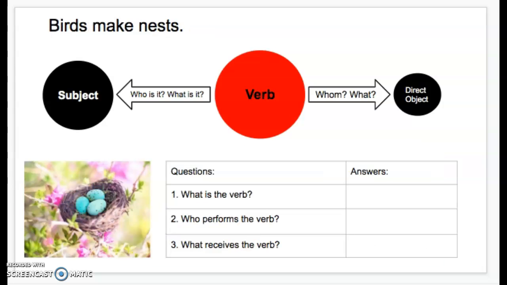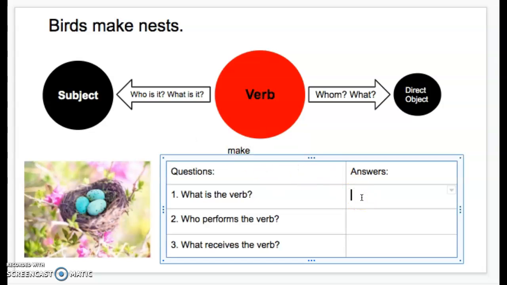Another example for our second-year friends researching birds. Birds make nests. So again, I'll go through my three questions, always starting with that hunt for the action, or what is the verb? Can anyone tell us what the verb is from that sentence? Make is our verb. And I can even answer in my chart.